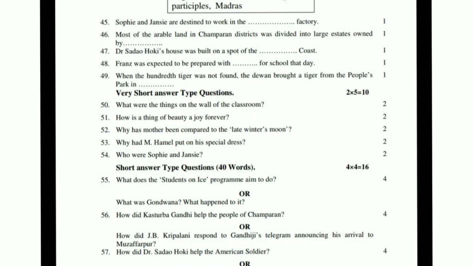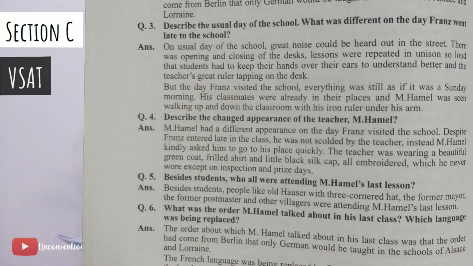Fourth question, question number 53 on the screen. Why had M. Hamel put on his special dress? M. Hamel had put on his special dress on the last day of the school because the teacher was wearing a beautiful green coat, frilled shirt, and little black silk cap, all embroidered, which he never wore except on inspection days and prize days. It was his last French class, and an order was coming from Berlin that the French language was being replaced by German. Okay, so this is the answer which you will give.